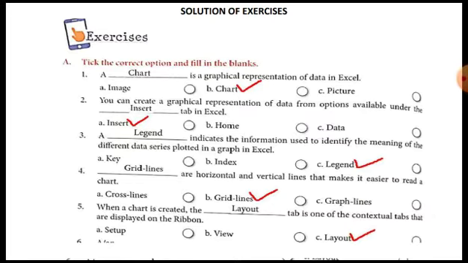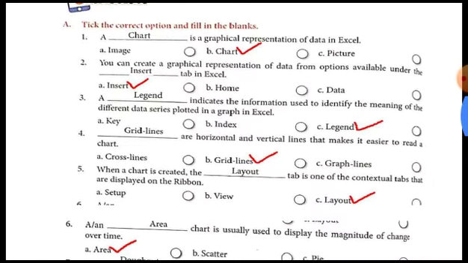Contextual tab means the tab which is related to the current context. What is the current context? It is the context of the chart which is being created. So here the contextual tab will be Layout. Layout is the contextual tab which is displayed on the ribbon when the chart is created.